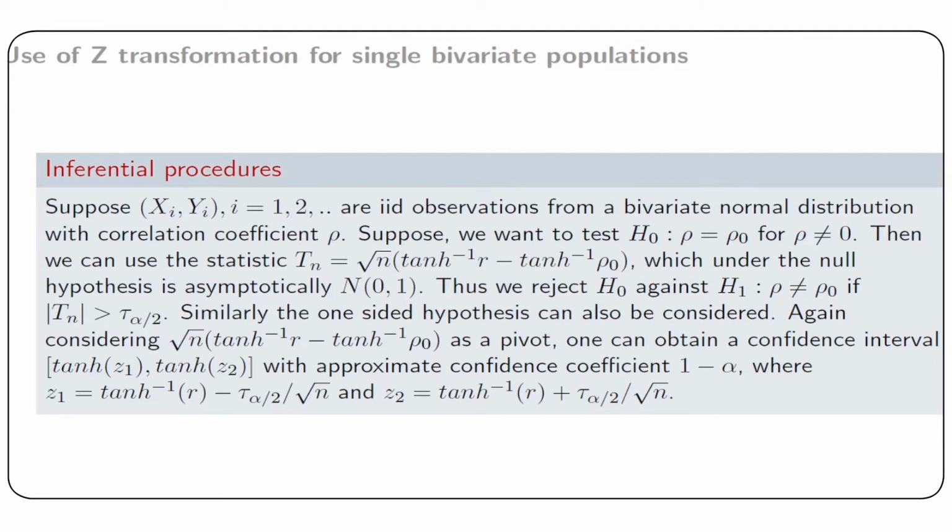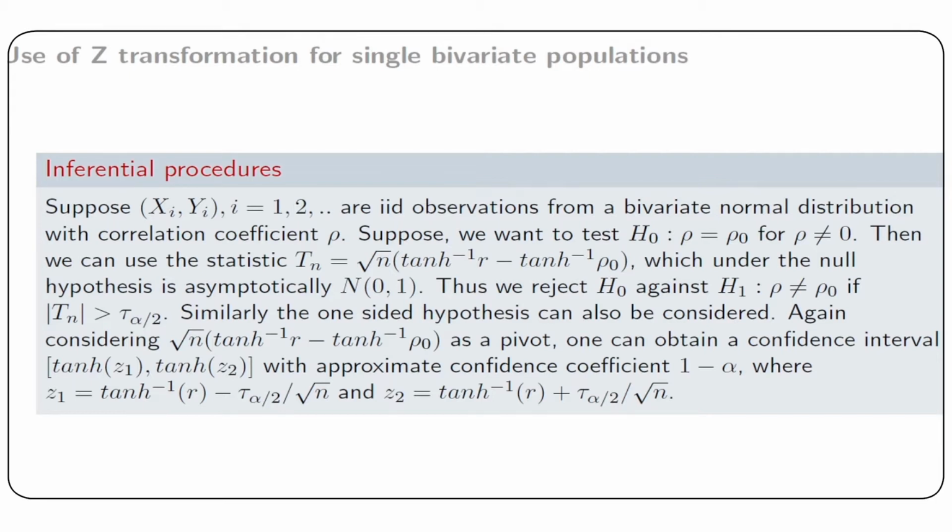Again, for confidence interval estimation, we can use the quantity square root of n multiplied by tan hyperbolic inverse r minus tan hyperbolic inverse rho as a pivot, and can obtain a confidence interval with endpoints tan hyperbolic z1 and tan hyperbolic z2 with approximate confidence coefficient 1 minus alpha, where z1 is tan hyperbolic inverse r minus tau alpha by 2 divided by square root of n, and z2 as tan hyperbolic inverse r plus tau alpha by 2 by square root of n.